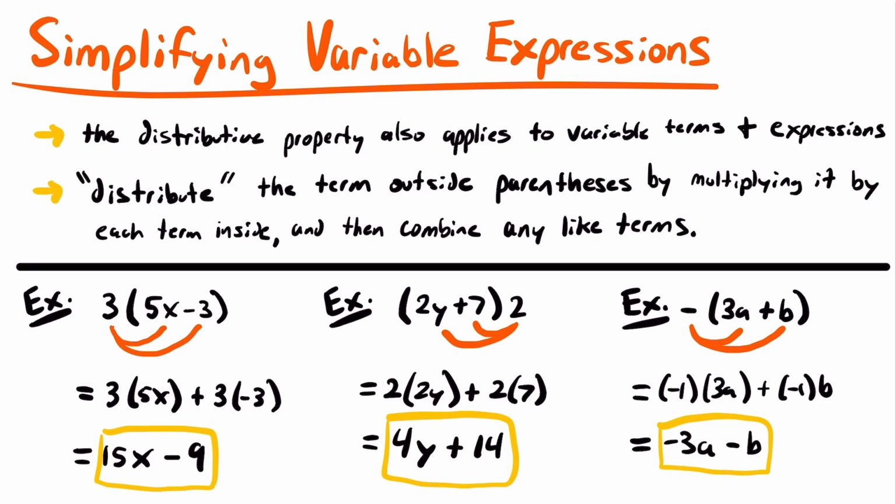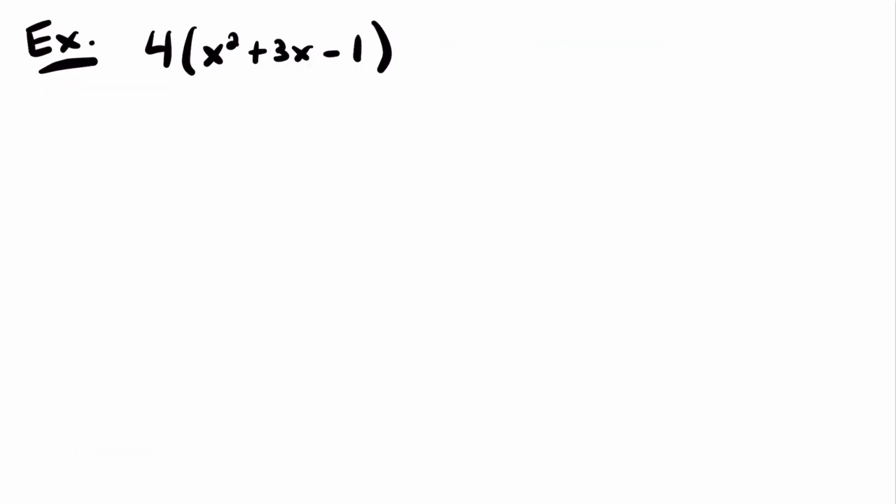Okay, but that's how we can simplify variable expressions using the distributive property. The same rules apply here that apply to real numbers. And so to sort of close out this lesson, I want to take a look at some more examples of using the distributive property to simplify some variable expressions. In particular, some variable expressions that are a little bit more complicated and involve a little bit more work than what we did right here. And first up, we have 4 multiplied by this quantity that has the terms x squared plus 3x minus 1.